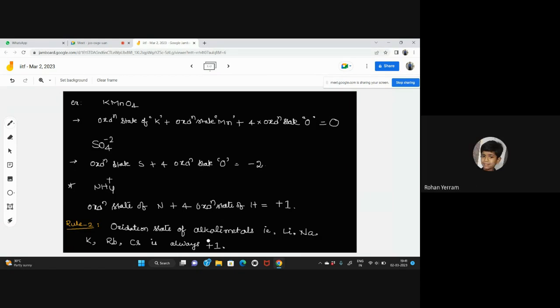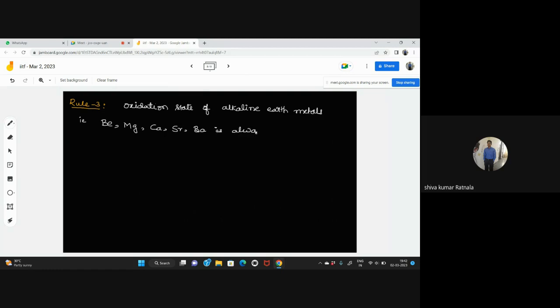Next, rule 3. You need to remember these rules, then only you can solve questions. Oxidation state of alkaline earth metals, which are beryllium, magnesium, calcium, strontium, barium, is always plus 2.